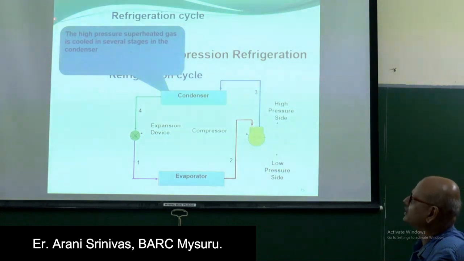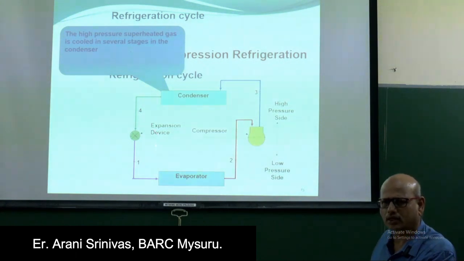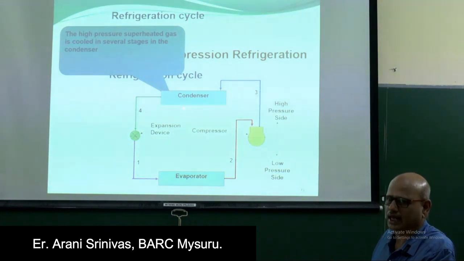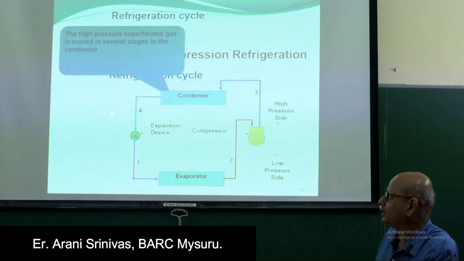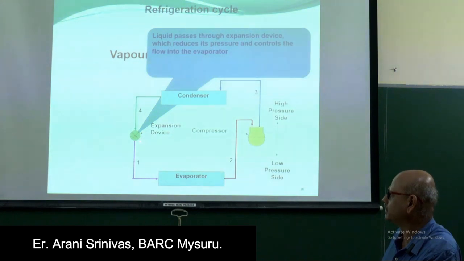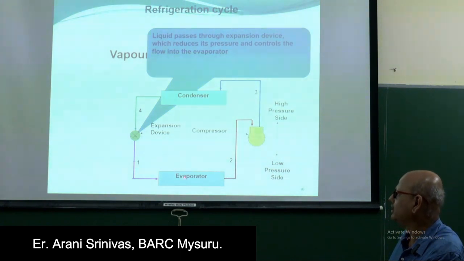The function of the condenser is that the high pressure superheated gas is cooled in several stages. The condenser may be an air cooled or water cooled condenser, depending on the application. We condense the gas to liquid, and that liquid comes to the expansion valve. This is the expansion device. Here again the pressure drops, and at this pressure it starts boiling and takes heat from the location.